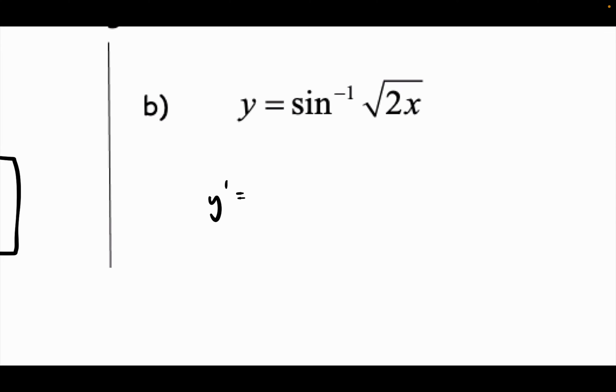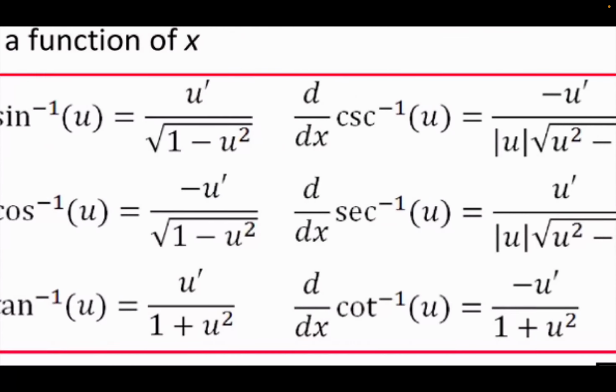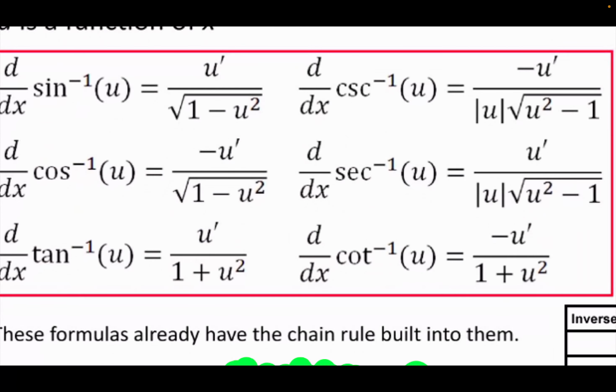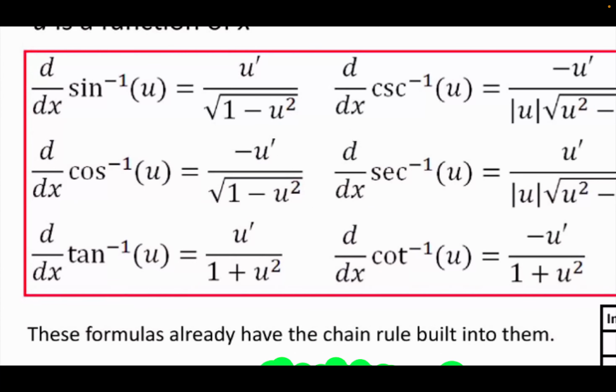So now we've got inverse sine. Let's go to our table. Inverse sine is the first one: stuff prime, so the derivative of the stuff.